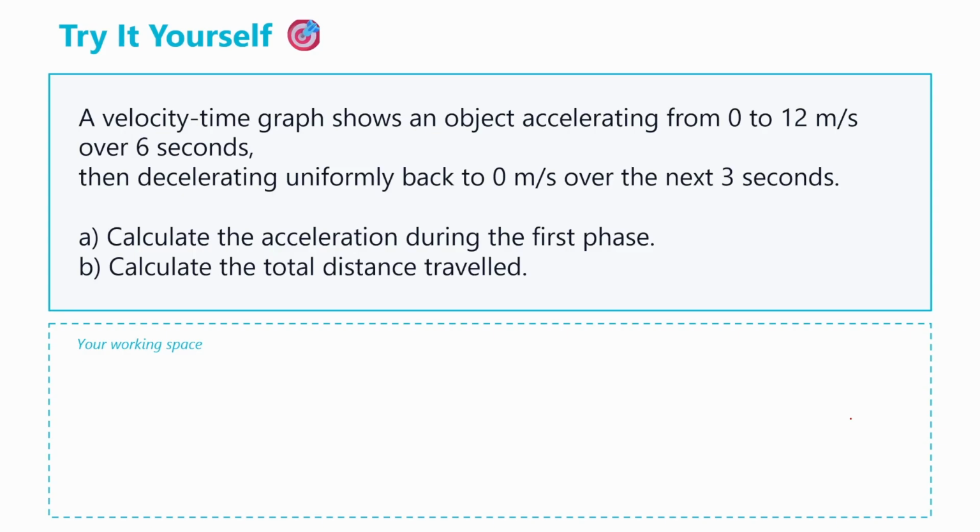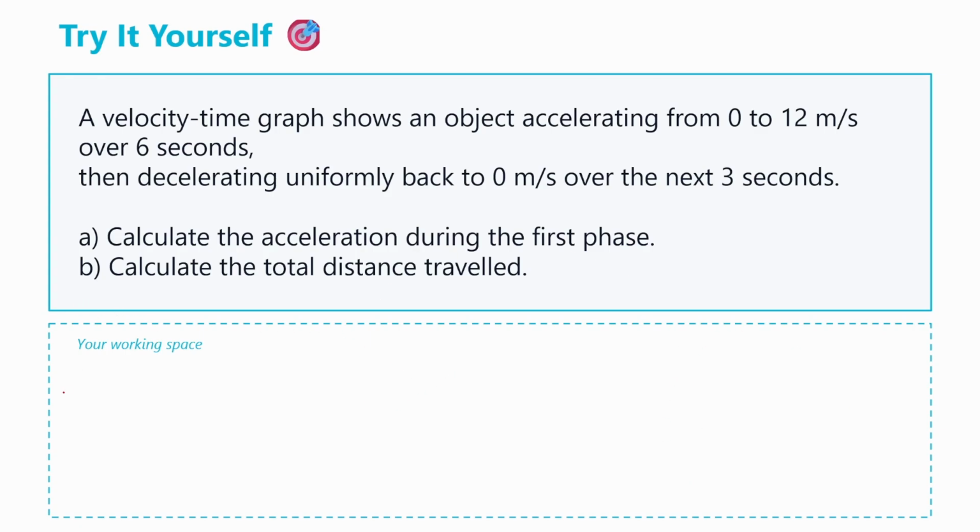So let's solve the final practice problem here. A velocity time graph shows an object accelerating from 0 to 12 meters per second over 6 seconds, then decelerating uniformly back to 0 meters per second over the next 3 seconds. So let's calculate the acceleration and the total distance traveled. Now since we're assuming that the object is traveling in a straight line, in one axis, and it's never negative, we're going to assume that the displacement is equal to the distance in this case, right?